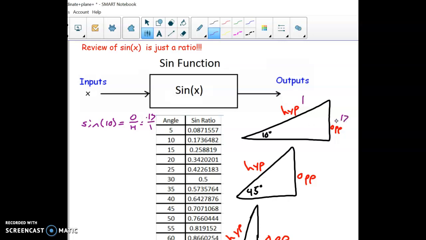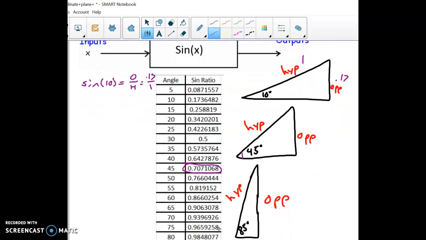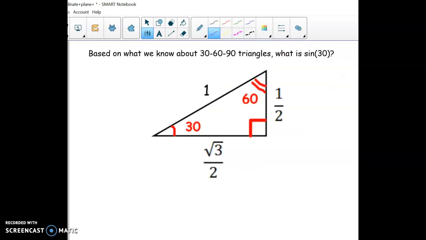It's like the opposite is 17% of the hypotenuse, or for every 1 unit you have in the hypotenuse, you have 0.17 in the opposite. But as that angle grows, that ratio gets bigger. For a 45-degree angle, the opposite and hypotenuse get closer to each other. At 45, the opposite is now almost 70% of the hypotenuse, a little more actually. As the angle gets bigger and bigger, the sine ratio gets bigger. For 85, the opposite and hypotenuse are almost the same, and you can see that in the ratio here, where it's almost 1 to 1. So let's do some questions.